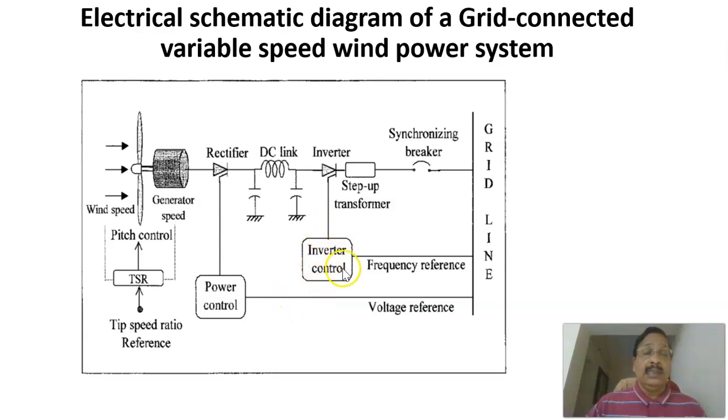And here there is an inverter control unit that converts the DC voltage into AC voltage that can be connected to the grid, and the voltage information as well as frequency information is to be given as such. Therefore, this is a block diagram representing the electrical schematic diagram of a grid connected variable speed wind power system. That requires a rectifier, and the inverter is required, and an LC filter or any filter is required that makes the variable unidirectional voltage into a constant magnitude.